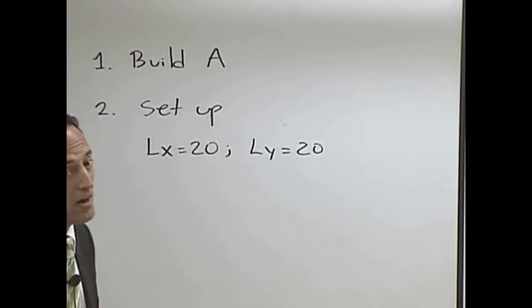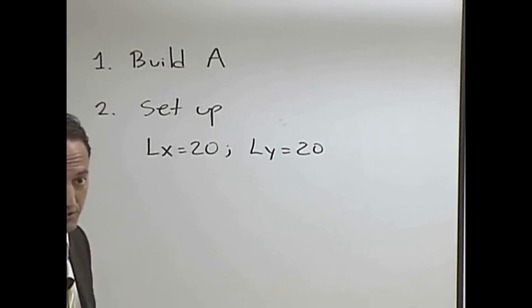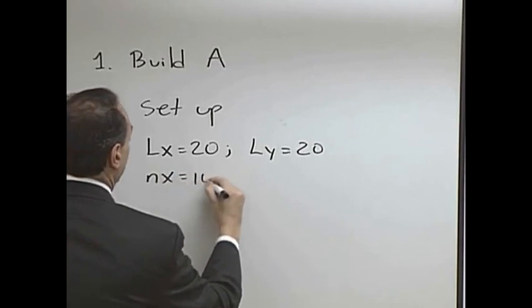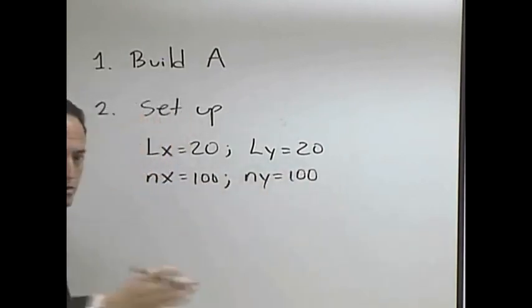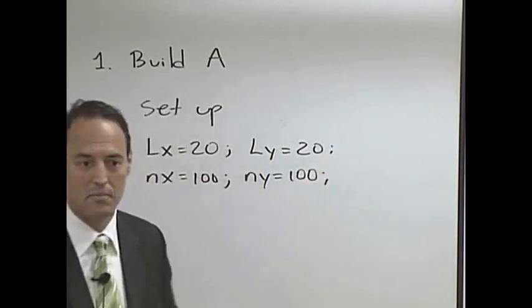Now, what we're doing so far is everything's going to be chopped up the same, right? Delta x, delta y are the same. So let's do that. Let's call nx 100, and ny 100. Chopped them up. So far, so good? Everybody's good?